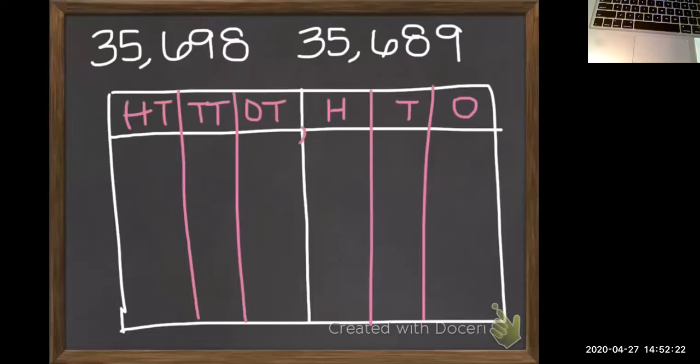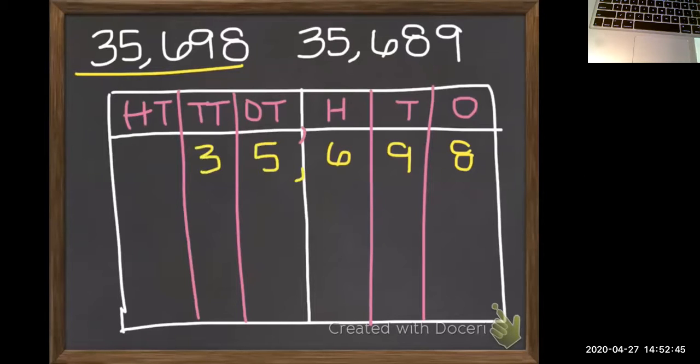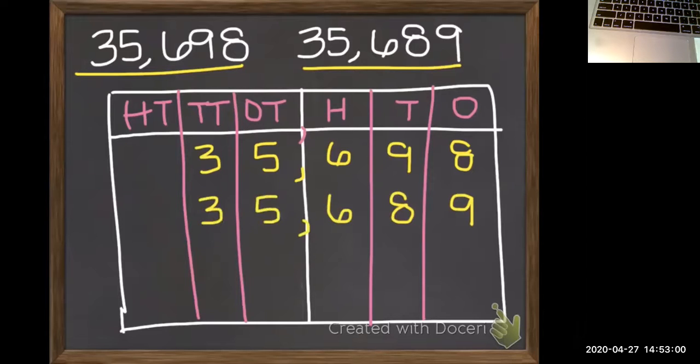Now, the only work I have left to do are 2 things. First, I need to put the numbers in the chart. So I'm going to start with this number here. I'm going to start with the ones place to make sure I have it lined up. So the 8 goes in the ones place, the 9 in the tens, 6 goes in hundreds, 5 is in the 1,000s, and 3 is in the 10,000s. Great. Now I'm going to fill in this number. It has a 9 in the ones, 8 in the tens, 6 in the hundreds, 5 in the 1,000s, and 3 in the 10,000s. Now I can get to work comparing the numbers.